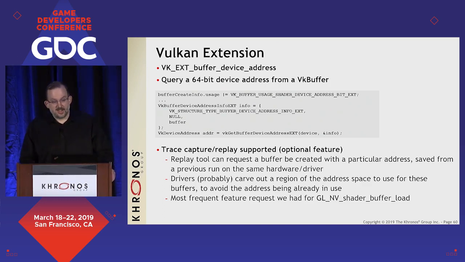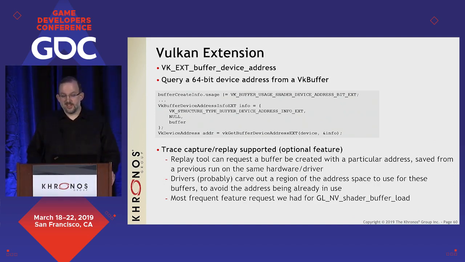On the API side, there's an extension, VK_EXT_buffer_device_address. This extension is mostly very simple: pass in a buffer, get back a 64-bit device address value. The more interesting part, maybe, is that there's also optional feature support that's meant to enable trace capture and replay. What this allows is that the replay tool can request that a buffer is created with a particular address, where that address was saved at capture time. The reason you want this is if that address was stored in memory somewhere, the replay tool doesn't know about that, and it wouldn't be able to patch it if it got a different address at replay time.